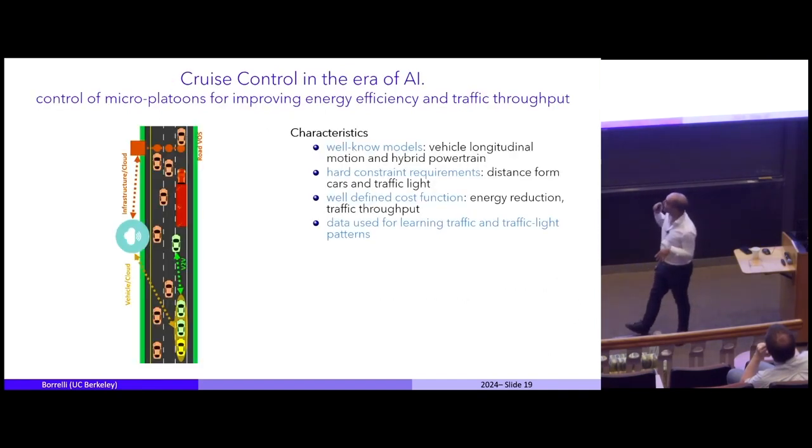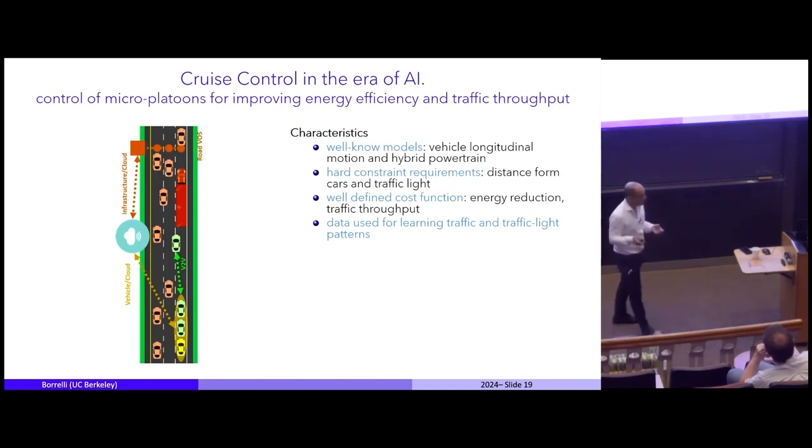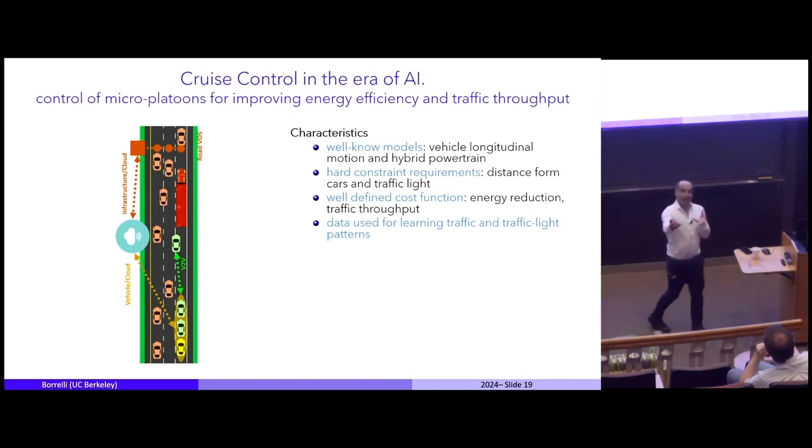What is cruise control in 2024? Cars are smart, they talk to each other, they can make micro platoons, they talk to infrastructure, and they decide what is the best reference for themselves so that the platoon moves smoothly through the intersection. This is a sequence of traffic lights, so that you maximize throughput, you want to get home faster, and minimize energy consumption. Right?